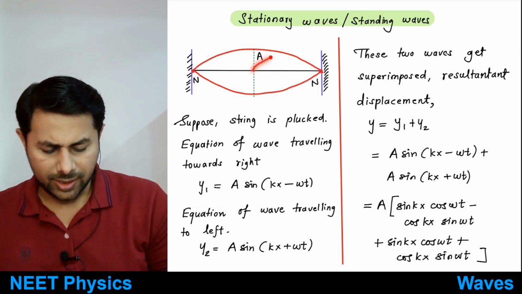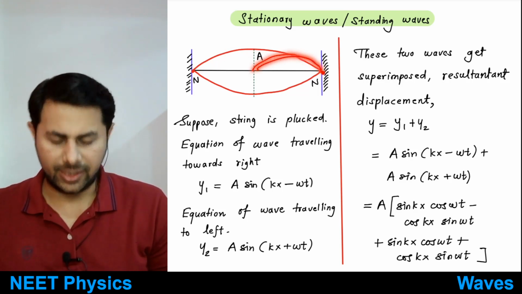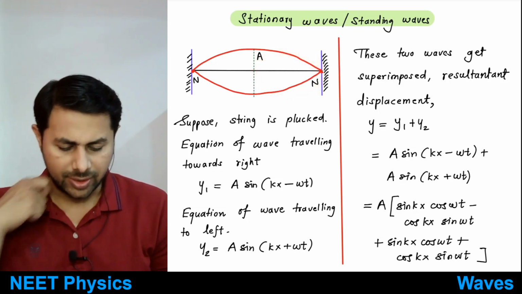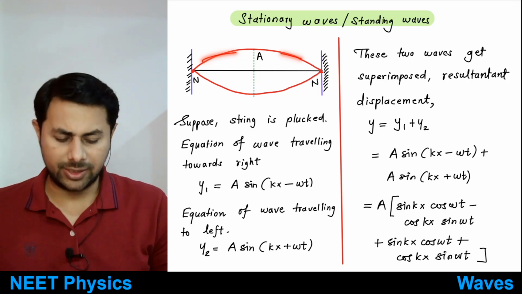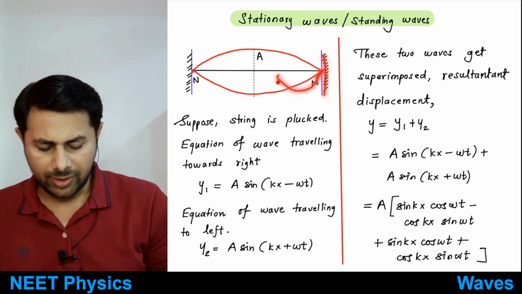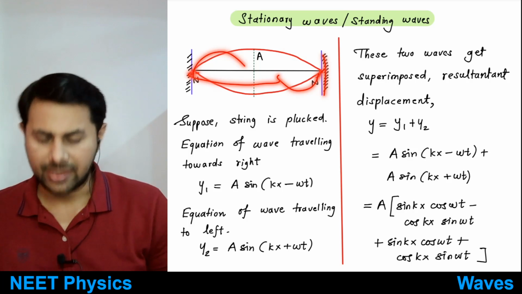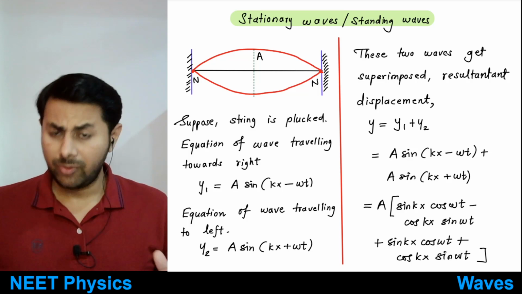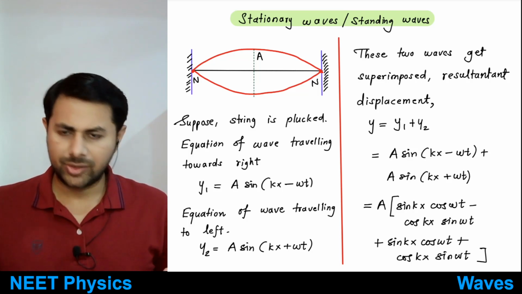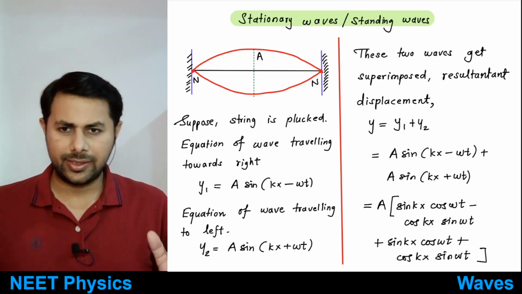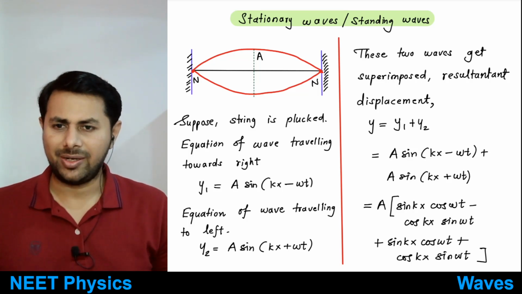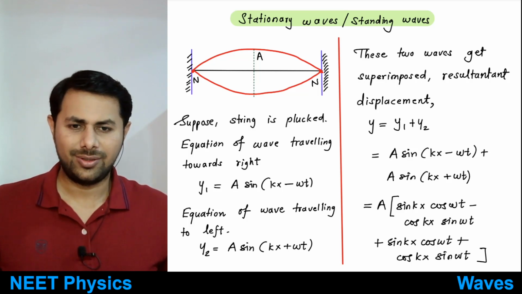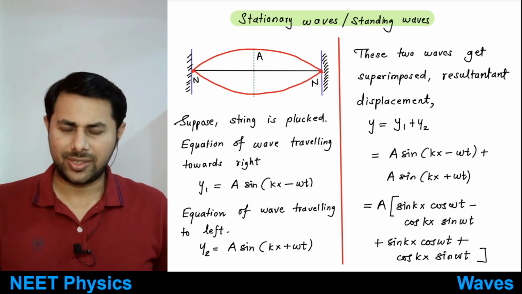Suppose a crest of one oscillation reaches this end. What will happen? It gets reflected as a trough, because it's like a wave moving from a rarer to a denser medium. Then the trough travels this way, comes to this end, and gets reflected as a crest. So several oscillations will be set, but only some oscillations will remain and others will die out. So we'll see which oscillations will stay there.